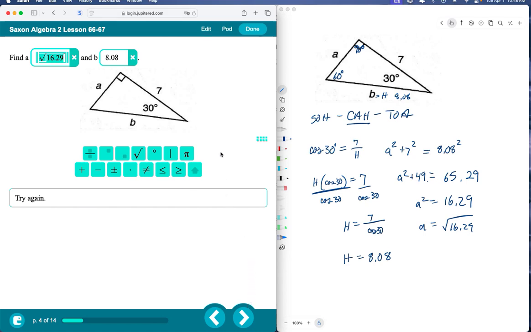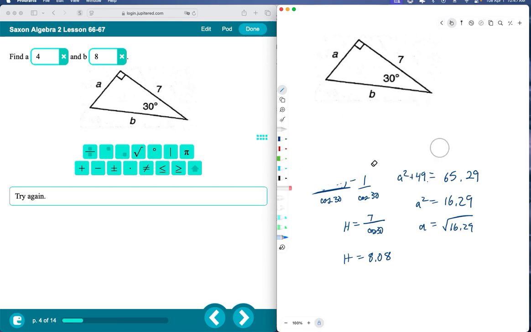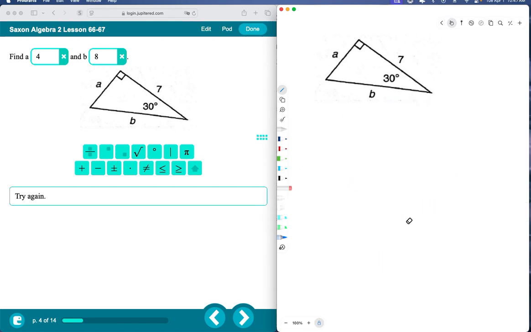Okay, try again. So maybe they rounded it closer to 8. And if that was the case, then this would be 4, because that would be the square root of 16 in there. So the square root of 16 is 4. Let's try that. Nope. All right. So let me figure out how they did that. They didn't do it that way.